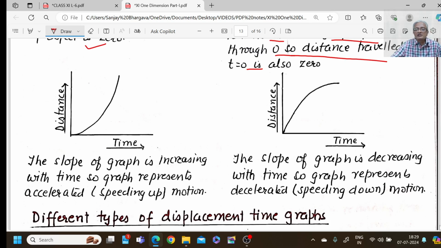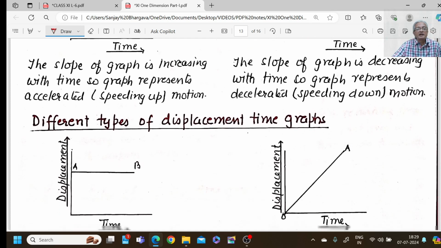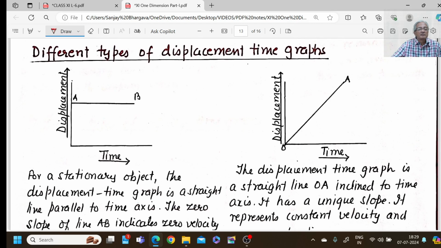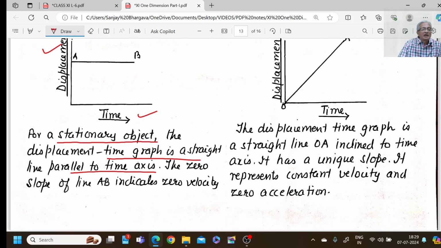Now we want to discuss some different types of displacement time graph. On the y-axis we have displacement, on the x-axis we have time. This is again a graph for a stationary object. The displacement time graph is a straight line parallel to the time axis. The zero slope of the straight line gives zero velocity.